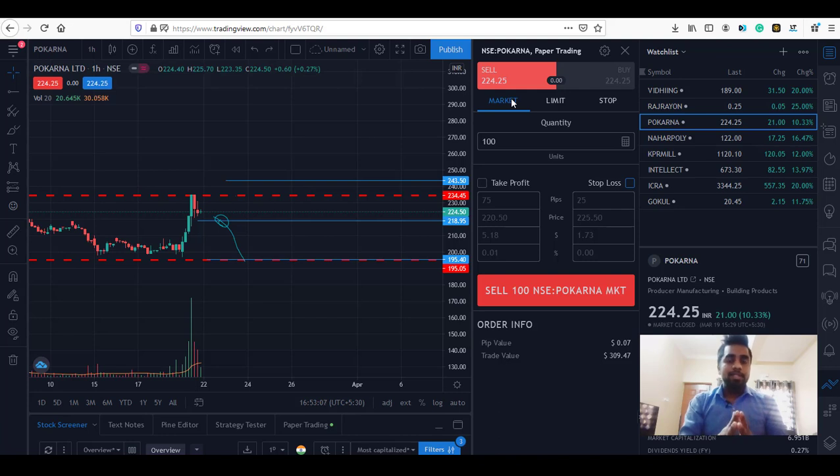So a market order is this: when you want to get into the market faster, you can use the market order, but you never know at what price you're going to get in. It depends on what orders are available in the market, and based on that your order will be triggered.